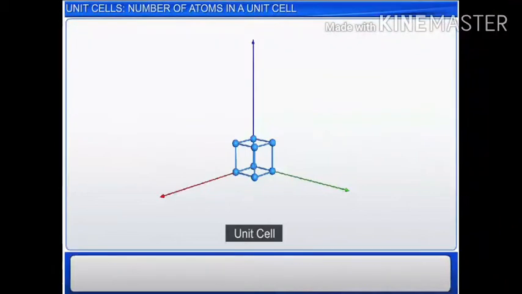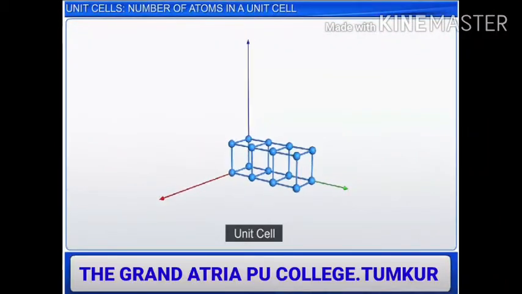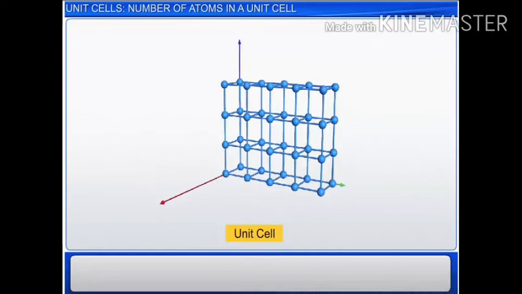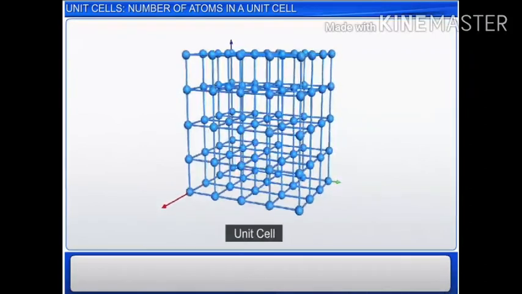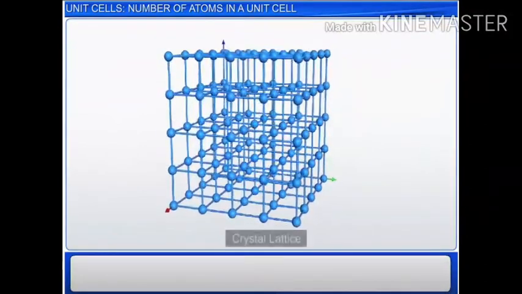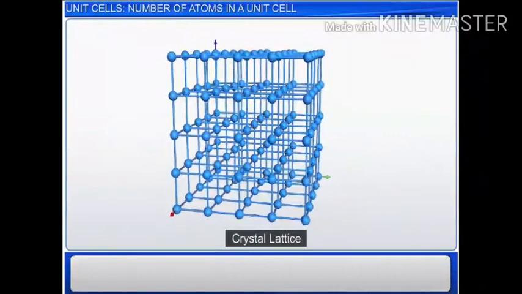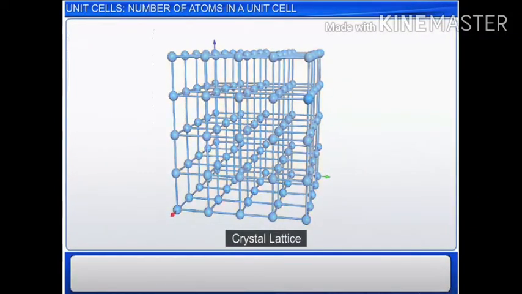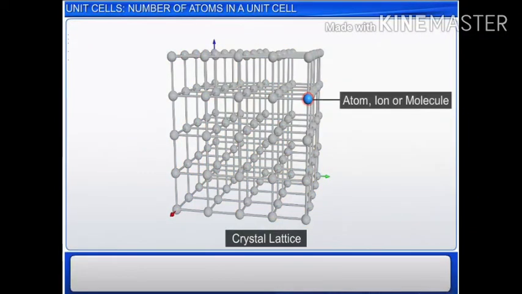You already know that every crystal lattice is made of an infinite number of unit cells, and every lattice site is occupied by a constituent particle that may be an atom, an ion, or a molecule. Now let's examine what portion of each particle belongs to a particular unit cell.